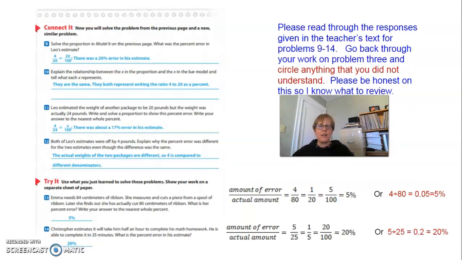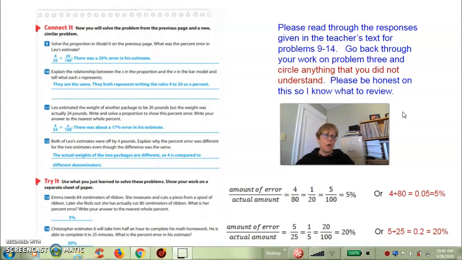All right, so what I'd like you to do is grade your own, particularly 9 through 12. I'm not even going to go over those. I want you to look at the answers that were in the teacher's text. If there's anything there that does not make sense to you, please circle that problem, or if you're doing this on a Google Doc, highlight it or something to let us know that you don't understand it. All right, but let's take a look at 13 and 14.